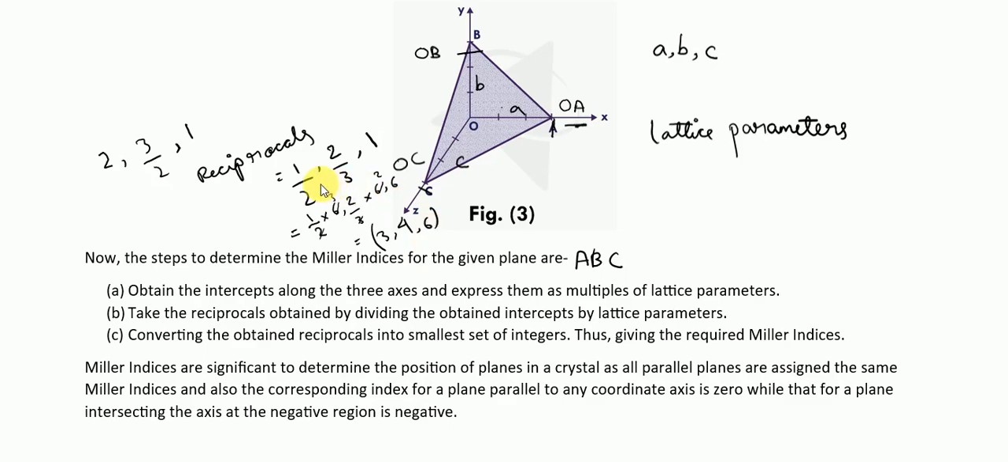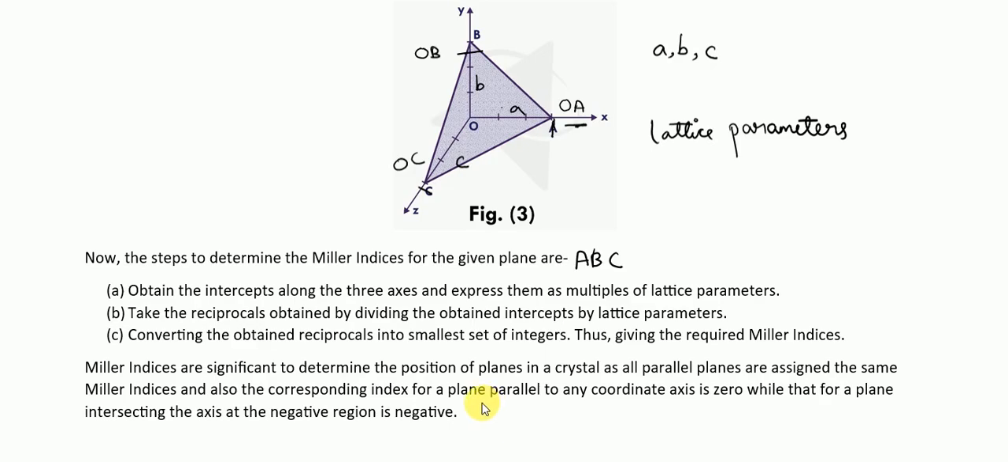And why do we even care about the Miller indices? Why is this important? Well, it's all about symmetry. The Miller indices tell us where planes sit within the crystal. Planes with the same Miller indices are parallel to each other, and if a plane is parallel to an axis, the corresponding Miller index will be 0. And if the plane cuts into the negative side of an axis, we mark that as negative. So that index will be negative in that negative region.